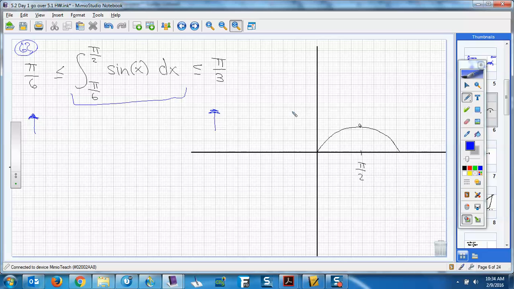Well, here's the sine graph. Here's pi. Let's see. If I make this, I should have gone over 3, not 4. So this is 3 pi over 6, right? So this would be 1 pi over 6, 2 pi over 6, and then 3 pi over 6. So here would be pi over 6 right here. So we're talking about this area right here.